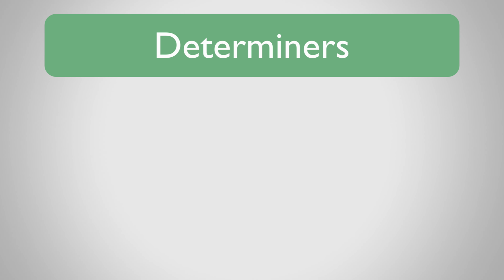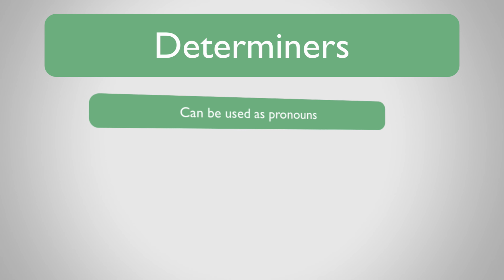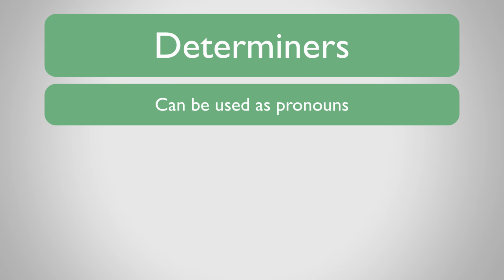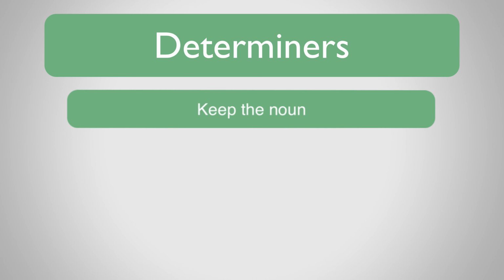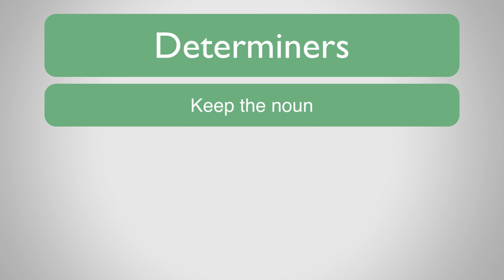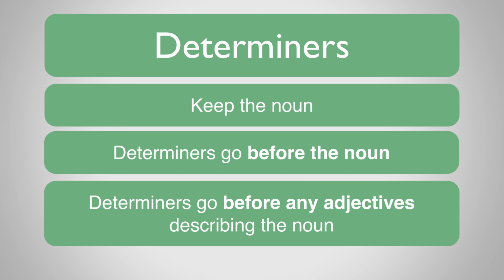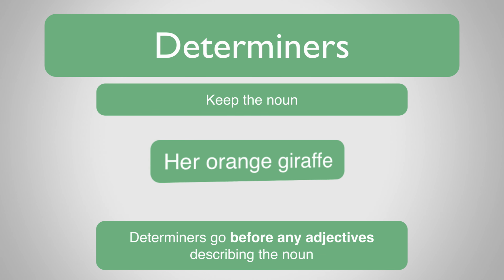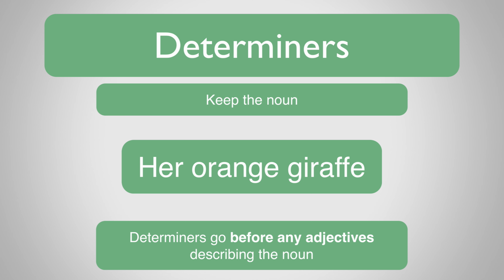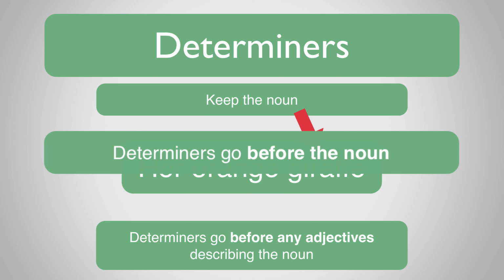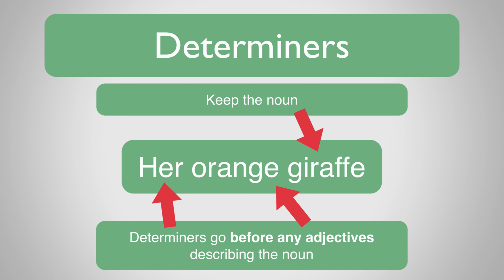As we discovered in the previous session, determiners can also be used as pronouns, and as before, it depends upon how they're used. To be a determiner, the noun must still be there. The determiner simply goes before the noun and any adjectives describing that noun. So take her orange giraffe as an example. The noun is still there, that's the word giraffe. The determiner comes before the noun and adjectives describing the noun, so it comes before orange giraffe.